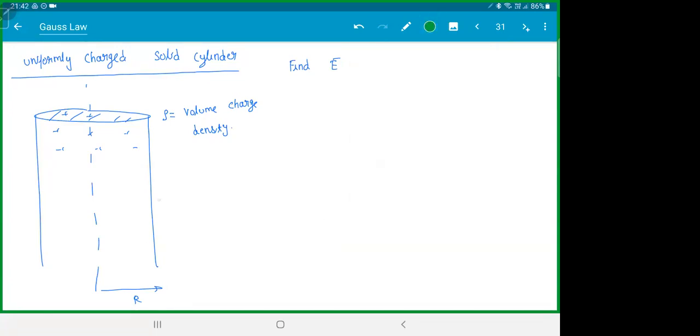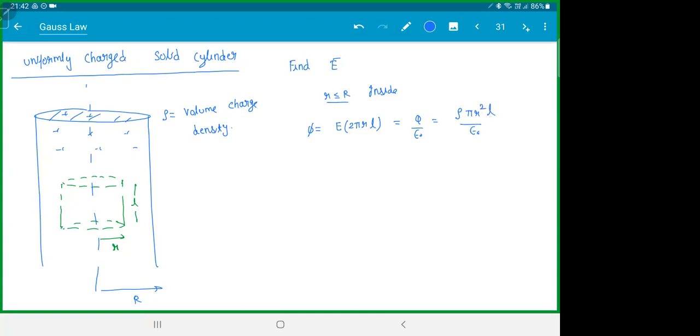Step 1, take a Gaussian surface inside. This is small r, this is length L. So for r less than R, the flux will be only due to the curved surface, E into the surface area, 2 pi r into L. This is equal to charge enclosed by epsilon. Charge enclosed is rho into volume because rho is volume charge density. Pi cancels off, you end up with rho r by 2 epsilon.